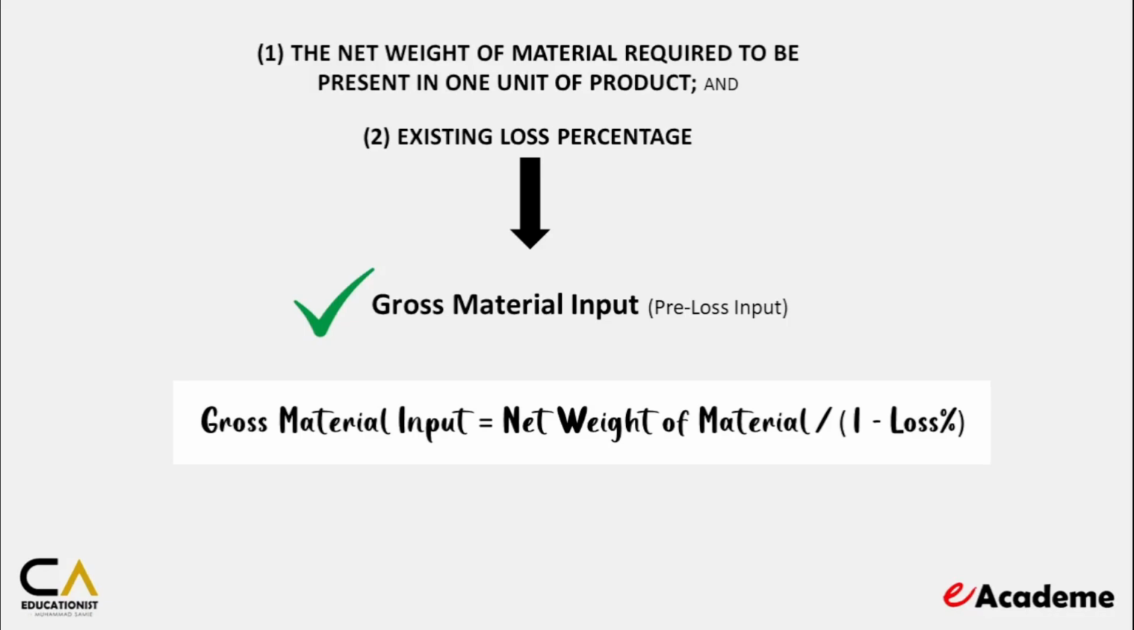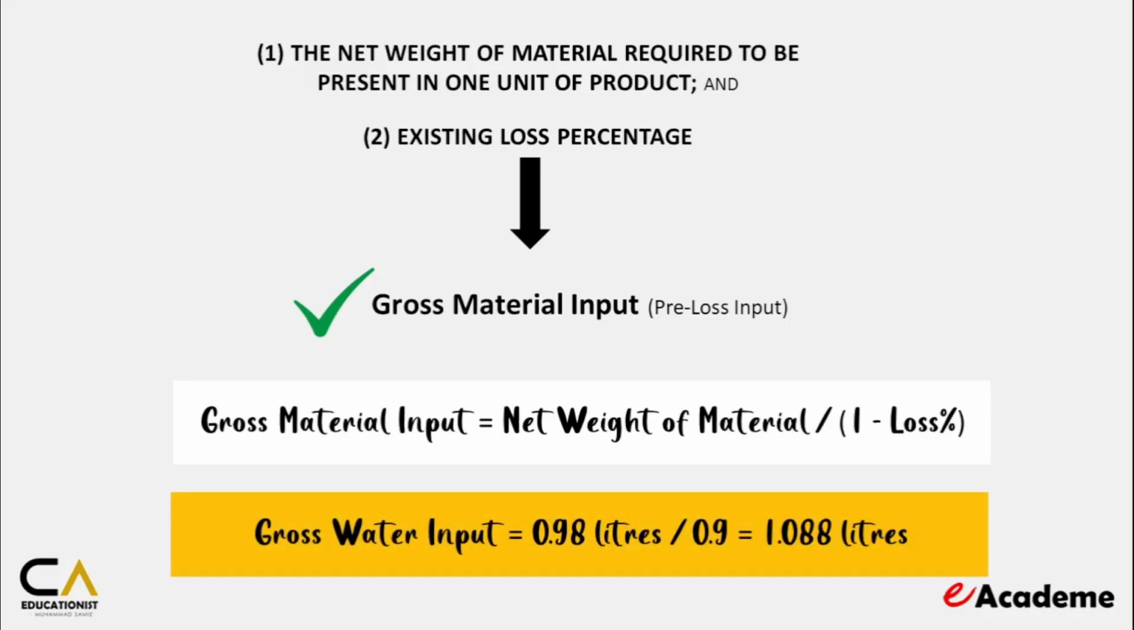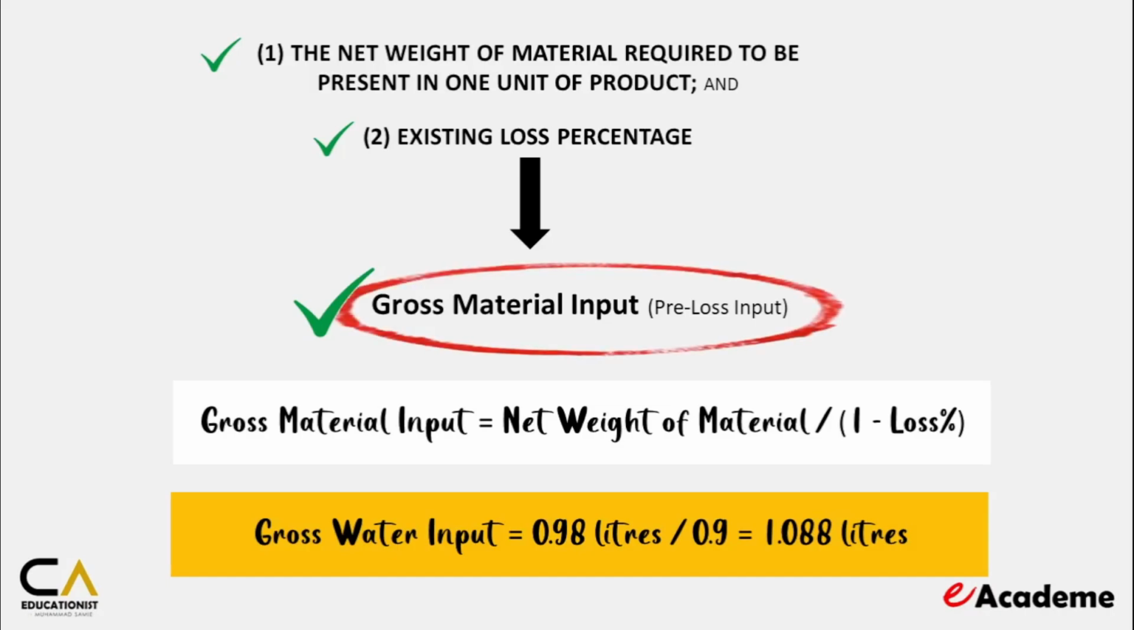In case of our example, if net weight of 0.98 liters of water is required to be present in a bottle and 10% water is lost during production, gross input of water will be calculated as 0.98 divided by 0.9 equals 1.088 liters. It means the key variables to compute gross material input are always number 1, net weight of material required per unit, and number 2, expected loss percentage. If you have both of these, you can work back to compute gross material input.